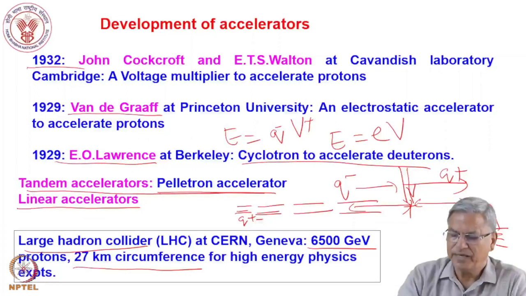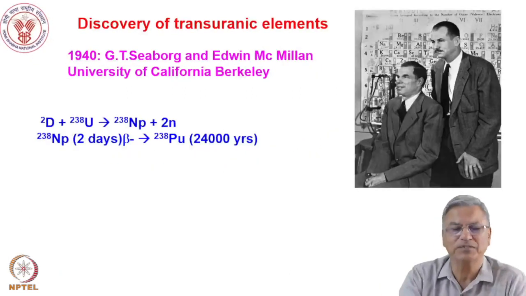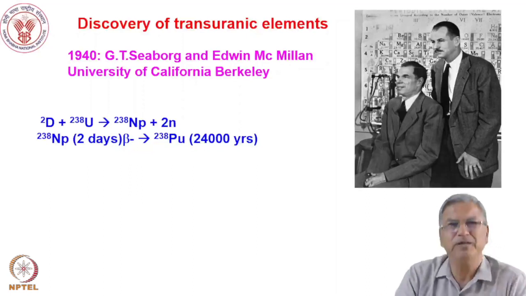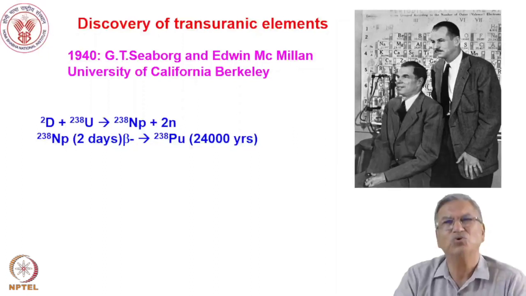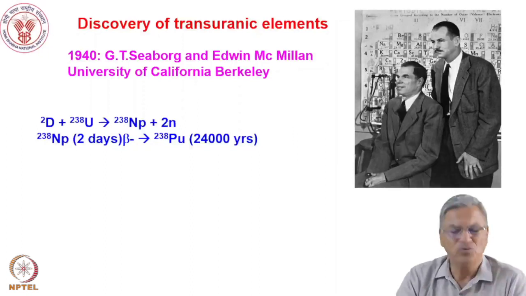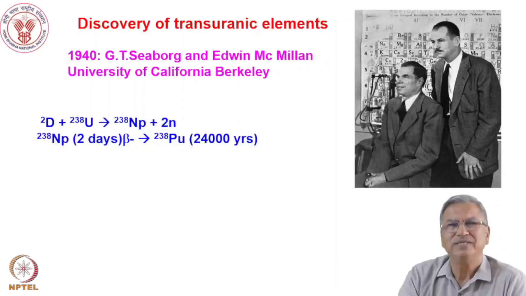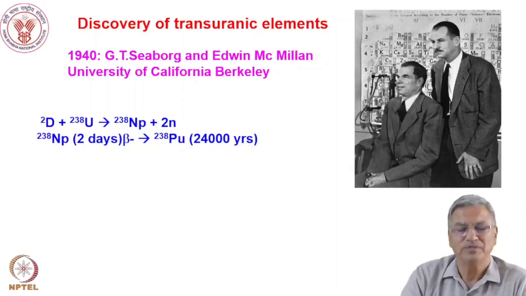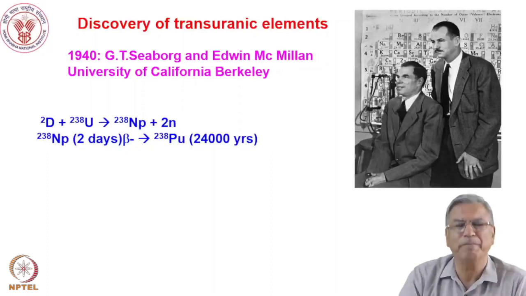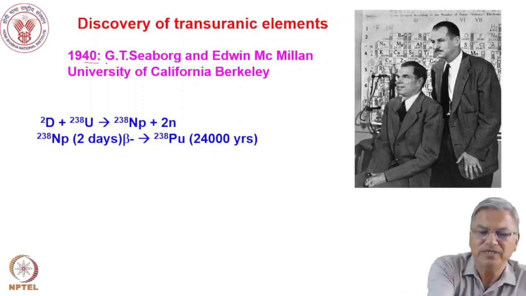At the same time, the development in accelerators had led to other aspects like the discovery of transuranic elements. You know that the elements up to uranium were known till the 1930s. Then when the discovery of nuclear fission took place in 1938, in fact, the attempt by Enrico Fermi was to synthesize elements beyond uranium. And in the process, Hahn and Strassmann discovered nuclear fission, but the experiments at Berkeley continued to synthesize heavy elements beyond uranium. And in 1940, Glenn T.